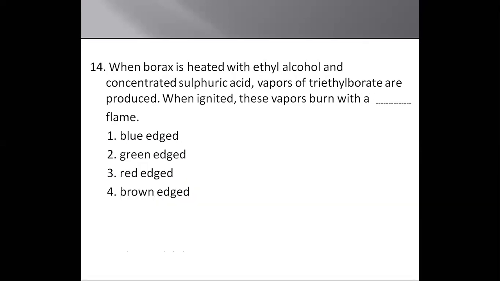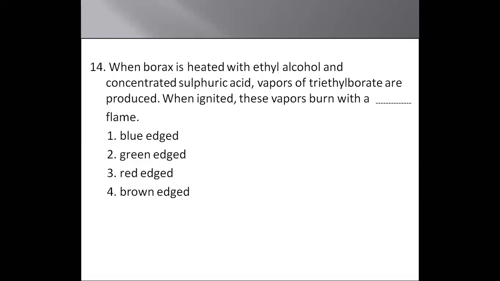Next question. When borax is heated with ethyl alcohol and concentrated sulfuric acid, vapors of triethyl borate are produced. When ignited, these vapors burn with a flame. First, borax does not directly react with ethyl alcohol. First, borax reacts with the concentrated sulfuric acid to give boric acid. This boric acid reacts with ethyl alcohol, and when it reacts with ethyl alcohol, you get the vapors of triethyl borate.